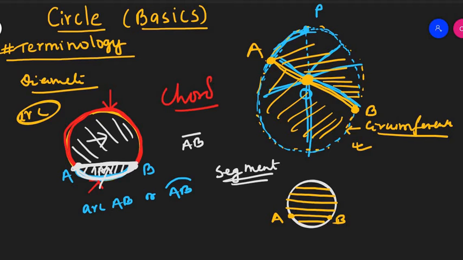And from here you can get the longest chord. So can you say which one is the longest chord? If O is the center of the circle, then you can get one chord which passes through center O. That chord which passes through center O is also called the diameter. Hence you can say the diameter is the longest chord in a circle.